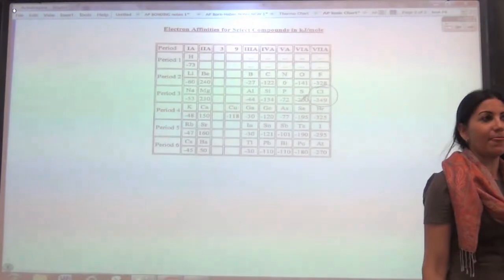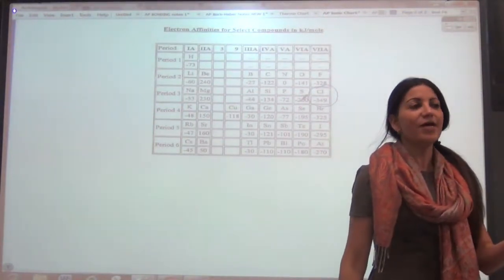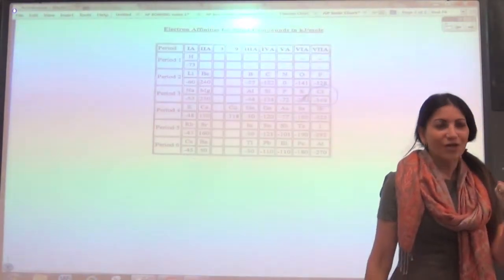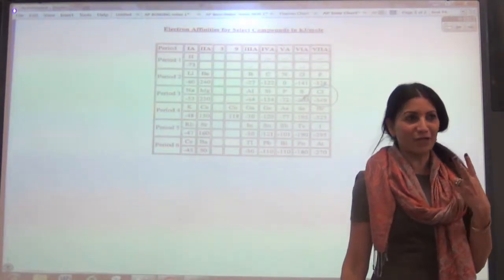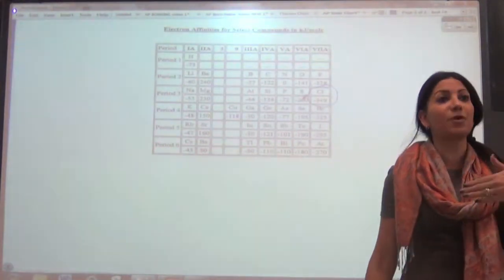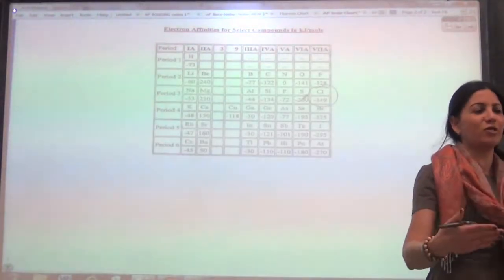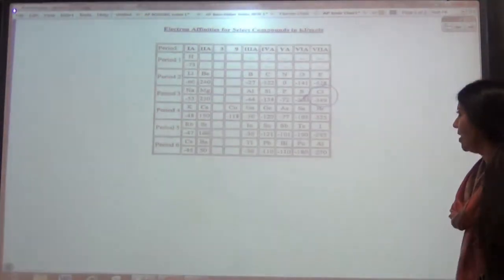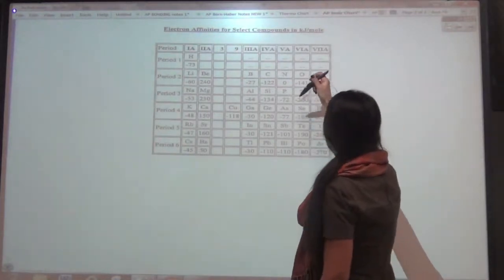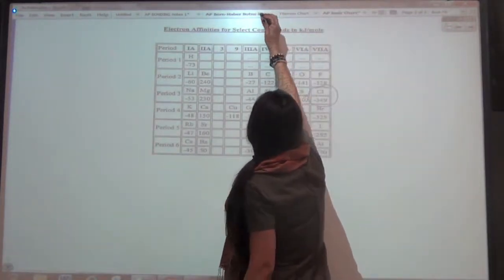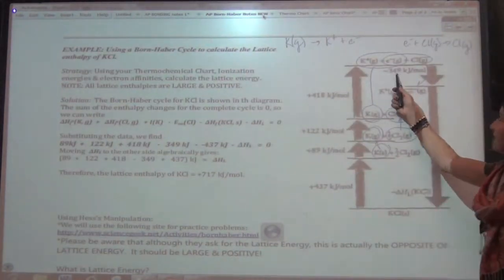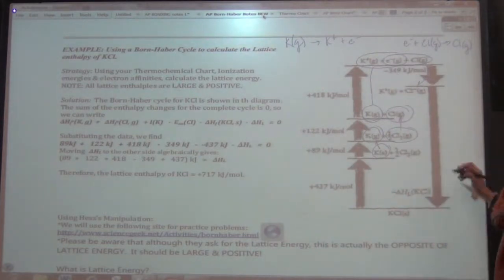Negative 349. Okay. Now, once again, I'm going to tell you, if there were two of them, you actually would have to multiply it by 2. So if there were 2 electrons being added in, you would need to multiply by 2. There isn't a second electron affinity value. They do it as the same. So if you are adding 2 electrons, you would just double that. All right, so that's our negative 349. So we can see right there, that's the negative 349.